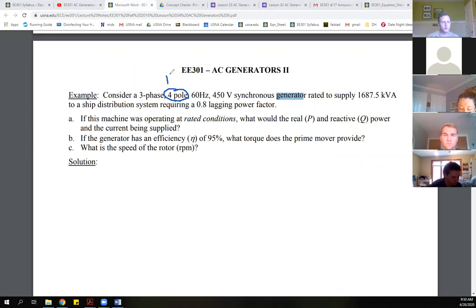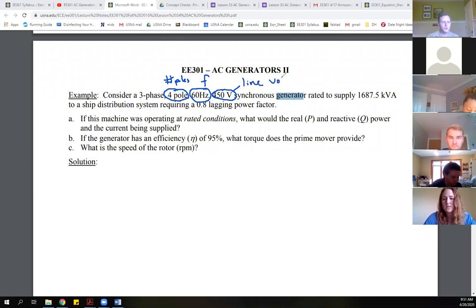Right here is the number of poles. So that may relate to our omega, or it may relate to our RPM. Here's Hertz, that's F. 450 V, and this is the line voltage, right? It doesn't say that, but that's pretty much what we're always given. That's because in the real world, that's what you can easily measure, versus opening up your generator and measuring its phase voltage. You can measure the line-to-line voltage pretty easily.